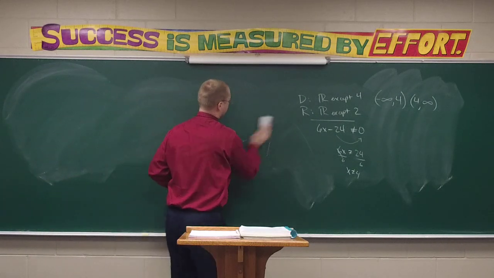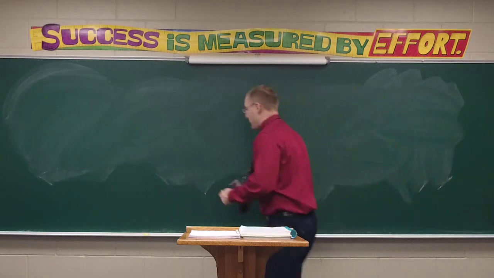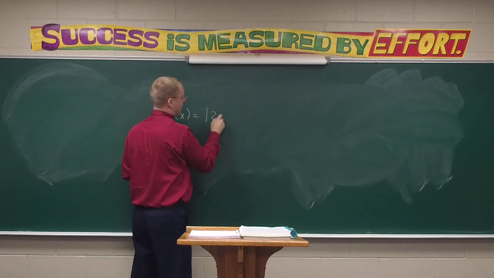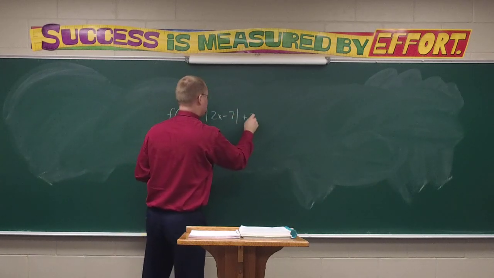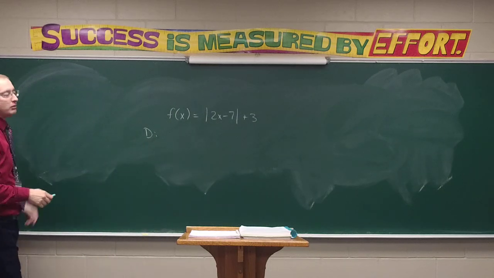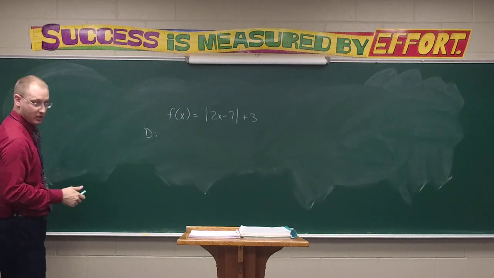A lot hinges on the sign in front of the absolute value. But if I said f of x is equal to the absolute value of 2x minus 7 plus 3. Remember, the domain is everything you can plug in. What can I plug in, or what limitations are there on what I can plug in for x, Genesis?